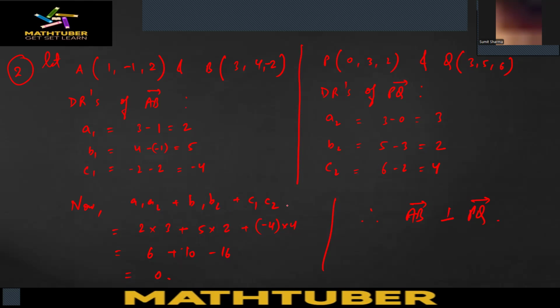We will take A1 upon A2, B1 upon B2, and C1 upon C2 and make them equal. If they are equal, then the lines are parallel. Otherwise, they are not parallel, right? So if we want to show it, we have to make them equal.